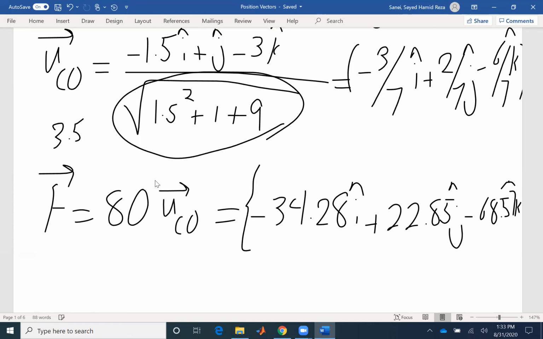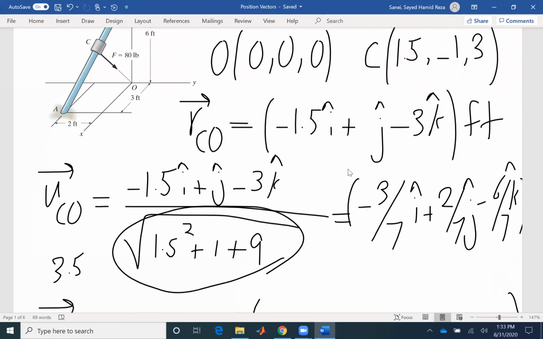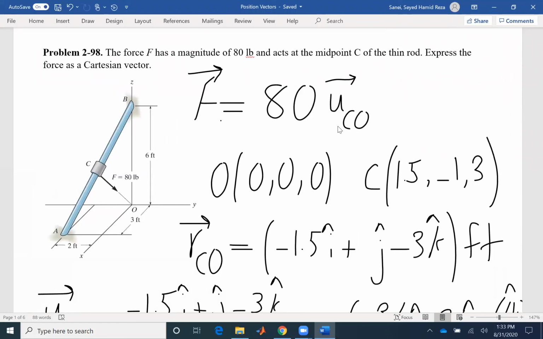And the unit for this one, again, we are dealing with pounds. So we can see that we represented it in Cartesian form in three components. All we did was multiply the magnitude by the unit vector. What is the unit vector? The position vector. So u_CO is the coordinate of O minus the coordinate of C, going from position C to position O.